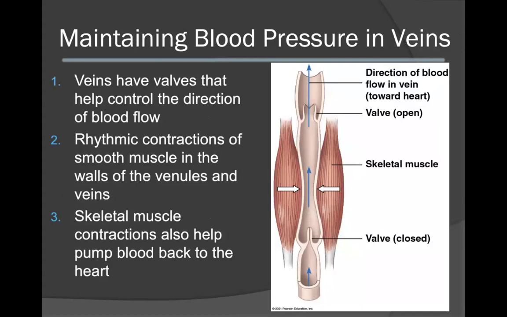We now go back to our question. If there is such low blood pressure in the veins, how does the blood return back to the heart? There are three main adaptations that help to ensure that the blood will return back to the heart. Veins have valves that help to control the direction of blood flow. This means that once the blood passes through and enters into part of the vein, then the valve will close to prevent backflow. This will then ensure that there is unidirectional blood flow back to the heart.